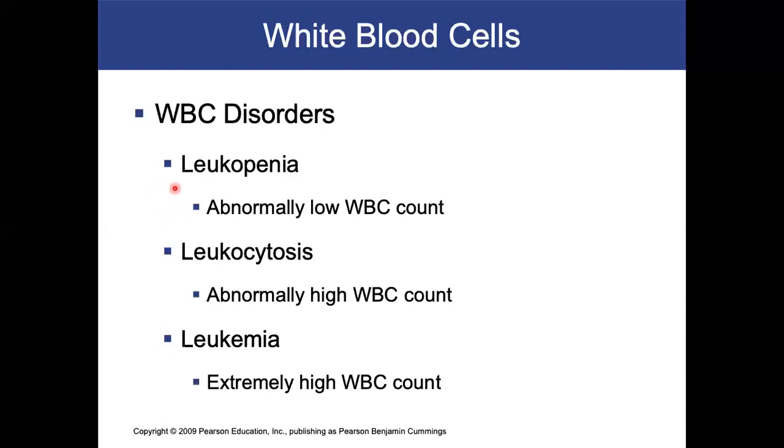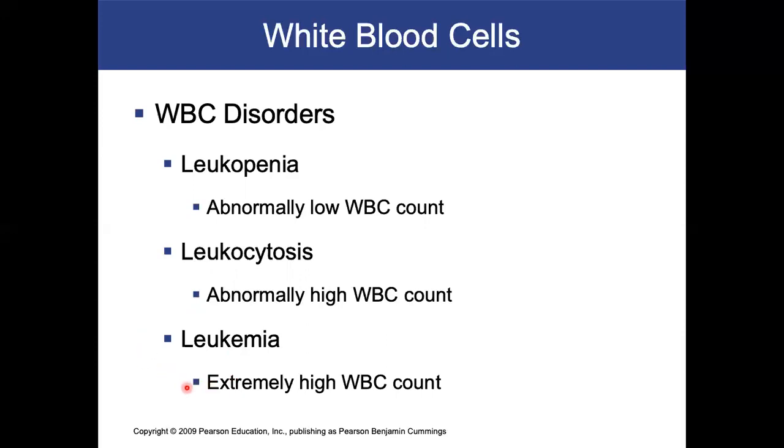So disorders, leukopenia is abnormally low white blood cell count. Leukocytosis is abnormally high white blood cell count. So let's say you have an infection. You would probably have leukocytosis or abnormally high white blood cell count because you're fighting off that infection. If you're going through chemotherapy or cancer treatment, you would probably have leukopenia because the chemotherapy drug is going to target rapidly dividing cells, and that would be the cells in your bone marrow.